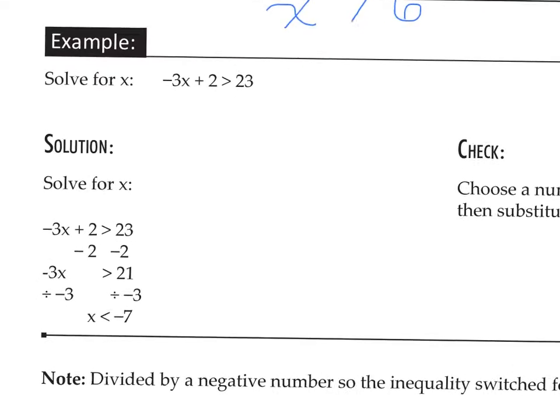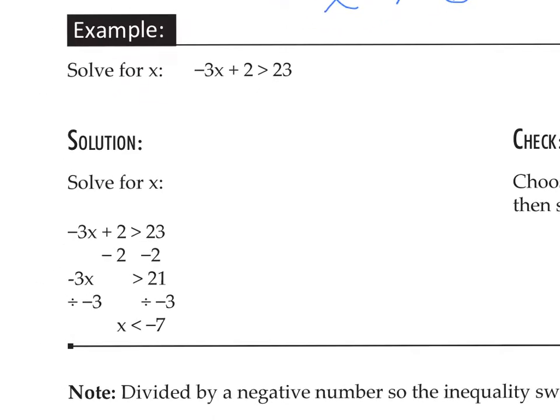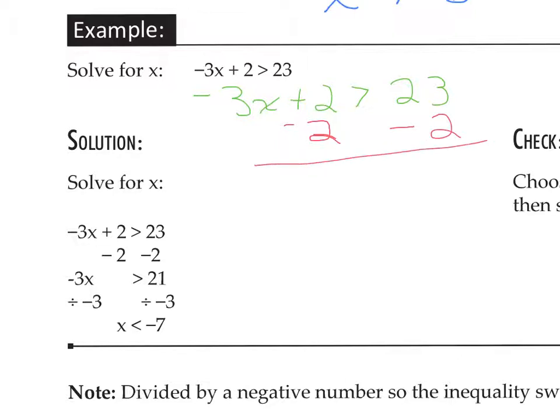Let's try this one. Solve for x. Negative 3x plus 2 is greater than 23. So I'm going to start by writing it over. Negative 3x plus 2 is greater than 23. First thing we need to do is subtract 2. And we have negative 3x is greater than 21. And then we have to divide by negative 3.